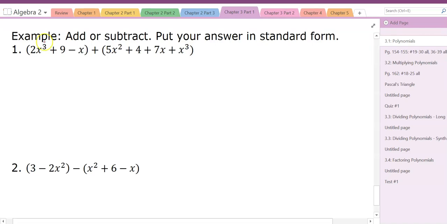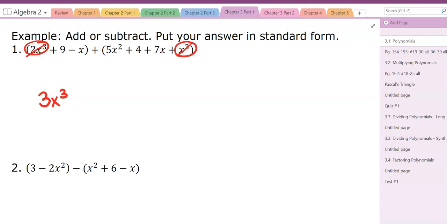So the 2x to the third, the only other x to the third I see is over here, and it's just one of them. So you would have 2x to the third plus an x to the third. So that's 3x to the third. Now, after I've combined them, just to help myself out, I cross them off from up above so that I know I've taken care of it. You don't have to do that, but if you think that you're going to double up on something, I would just cross them off as soon as you're done. So x to the third is the biggest.